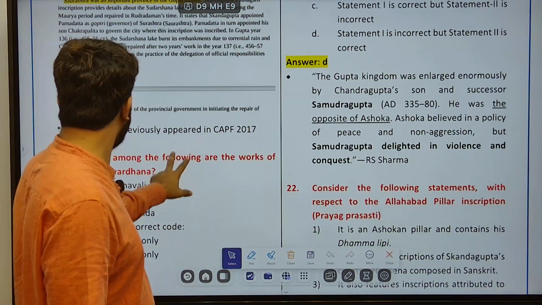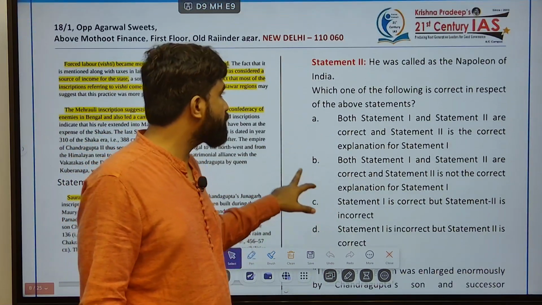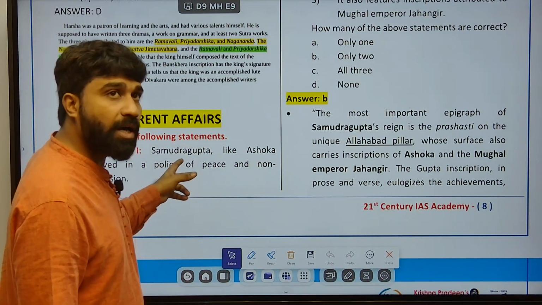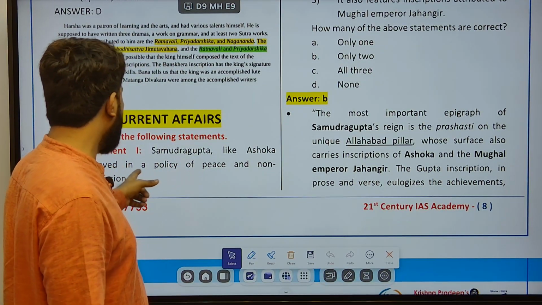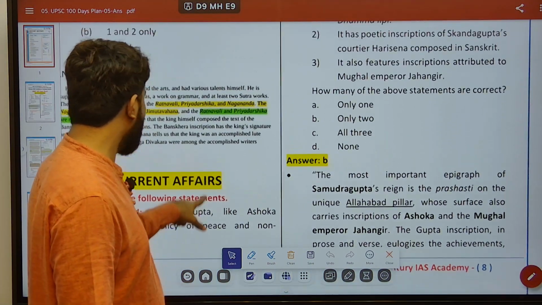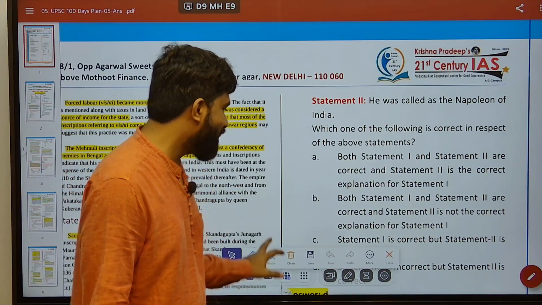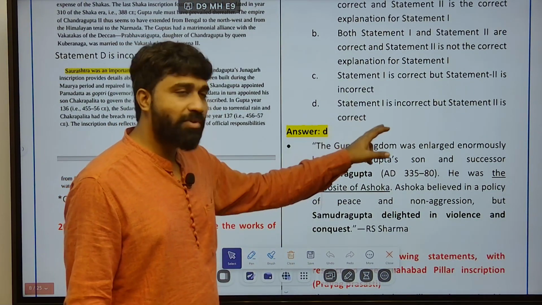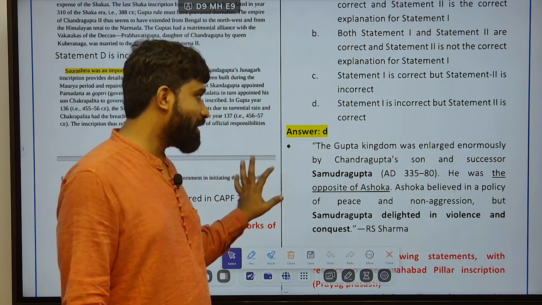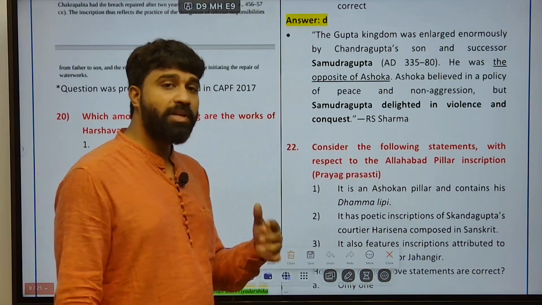You cannot deny that. It was a previous year question of UPSC in CAPF 2017, that is why we have taken that question. And coming to statement 1, statement 2: Chandragupta, like Ashoka, believed in a policy of peace and non-aggression, and he was called the Napoleon of India. Please consider statement 1 as absolutely incorrect, because he did not follow that peace and non-violence of Ashoka and Dhamma. Statement 2 is absolutely correct, he was called the Napoleon of India, though Napoleon came after Chandragupta.